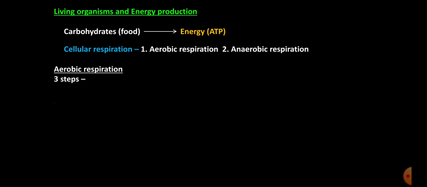We had studied about it in the lower classes. When oxygen is utilized in the process of cellular respiration, it is called aerobic respiration, and when it takes place in the absence of oxygen, then it is called anaerobic respiration. So first of all, we are going to start with aerobic respiration, where oxygen is utilized for the production of energy. Now this aerobic respiration takes place in 3 steps.